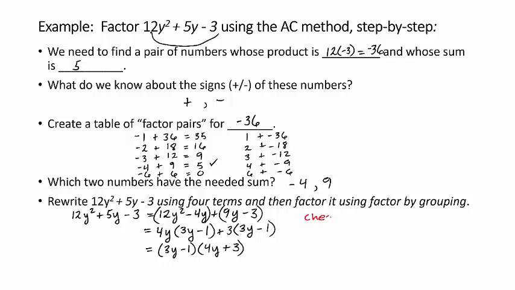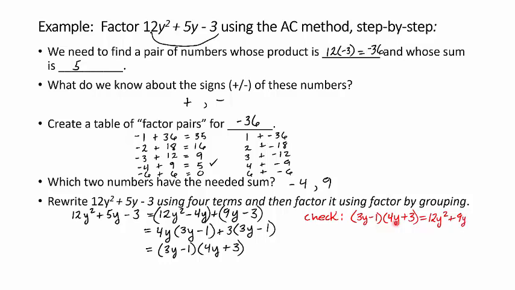Okay, so let's check this. Over on the side here, I've got 3y minus 1 times 4y plus 3. Does that give us the original trinomial when we FOIL it? 3y times 4y is 12y squared. That's our first. Our outer 3y times 3 is 9y.